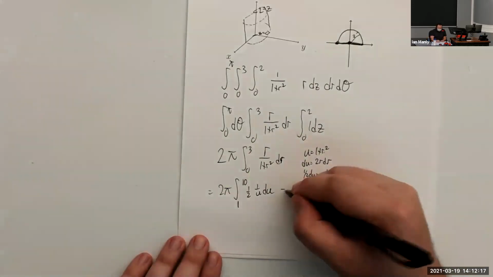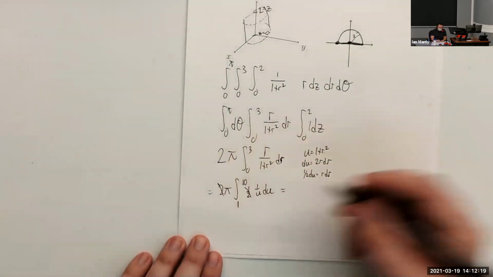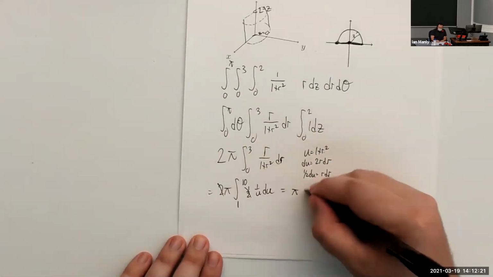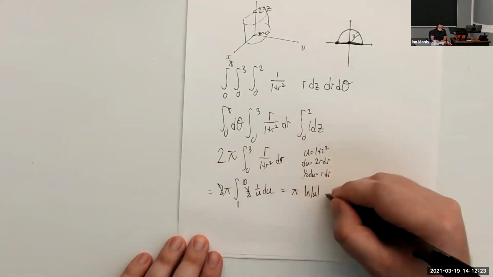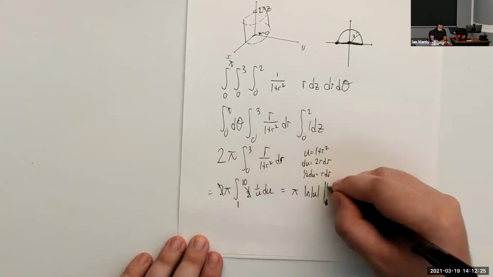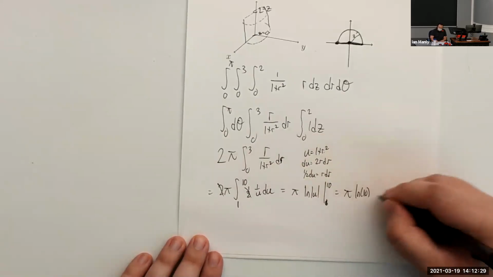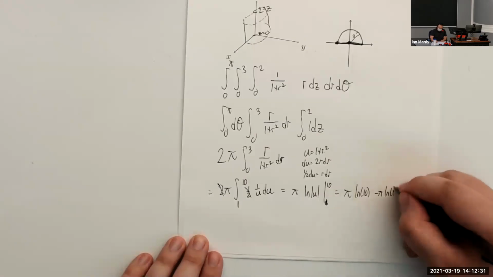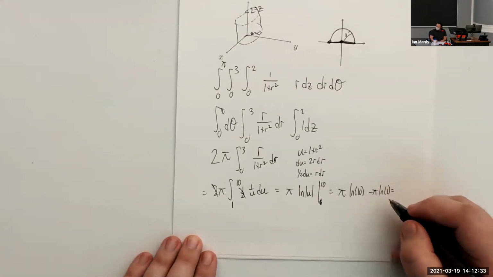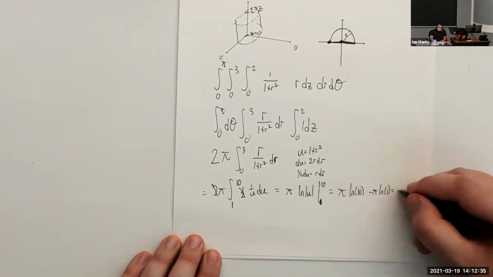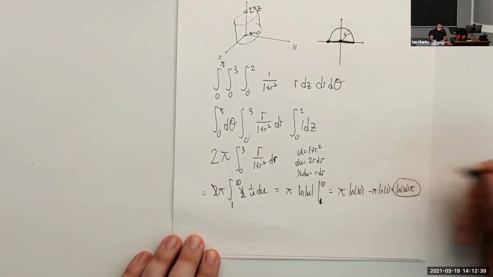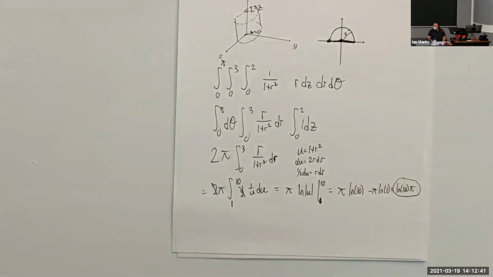All right. So the 1/2 and the 2 will cancel. The integral of 1 over u will be natural log of absolute value of u. This is from 1 to 10. So we have pi ln of 10 minus pi ln of 1, but we all know that ln of 1 is going to be 0. So this is ln of 10 times pi. That's going to be our answer for this triple integral here.